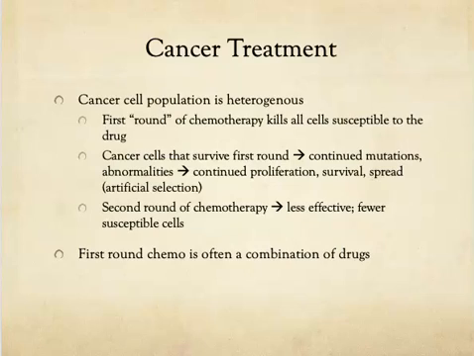So, in modern cancer therapy, the first round of chemo is generally a combination of drugs. The cancer is going to be sampled through biopsy if possible. The cells are going to be evaluated in the laboratory for their combination of genes and their combination of mutations. And the therapy will be tailored to get rid of as many of those cells as possible.